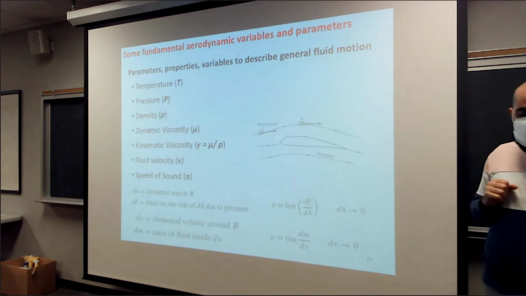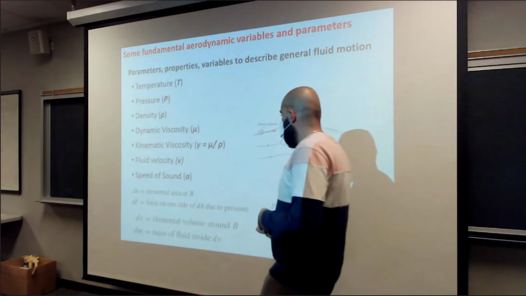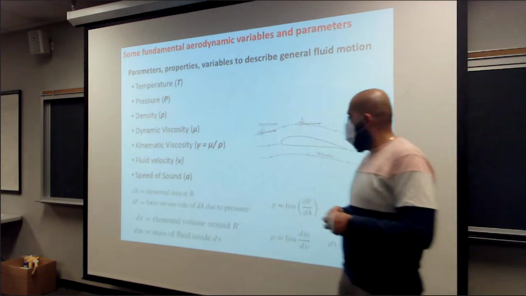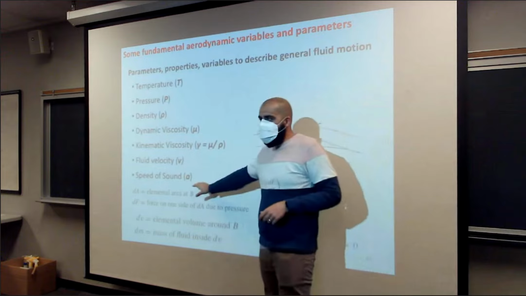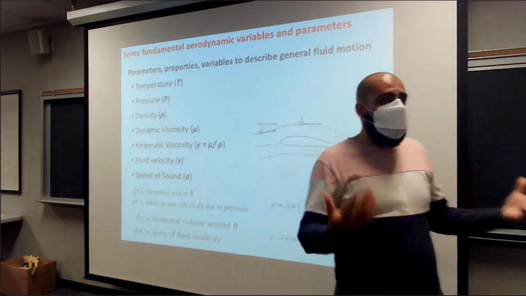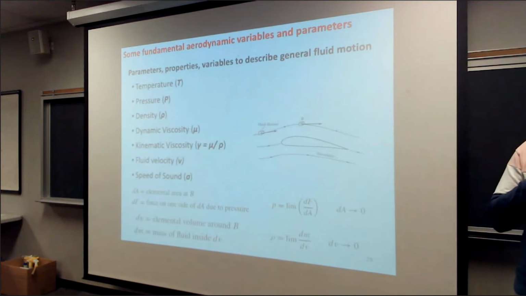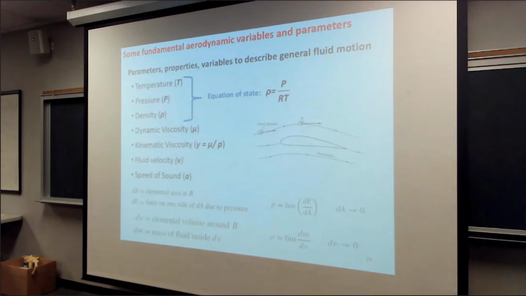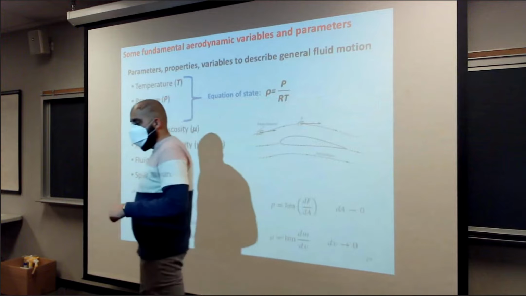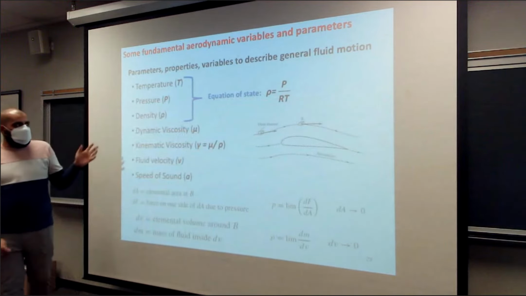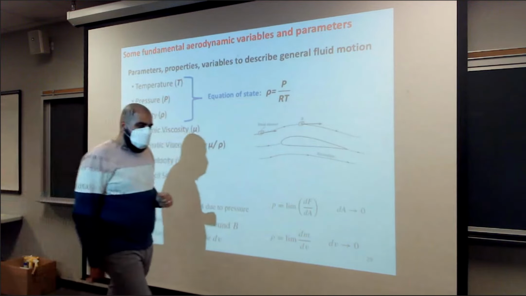We have the most important parameters in fluid mechanics: temperature, pressure, density, dynamic viscosity, kinematic viscosity, fluid velocity, and the speed of sound, which becomes very important when you are talking about the movement of air on an object, or when you are doing some aerodynamic analysis, right? These three are related to each other through the equation of state: rho equals P over RT. You have seen this equation of state and all of these parameters many times up until this point.